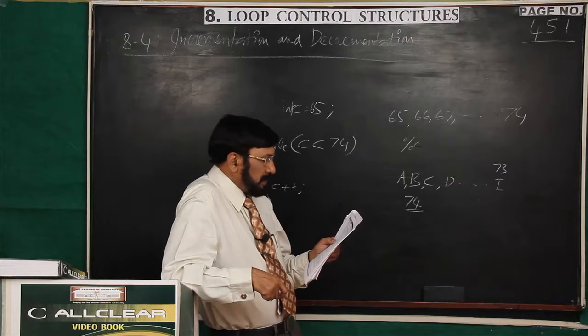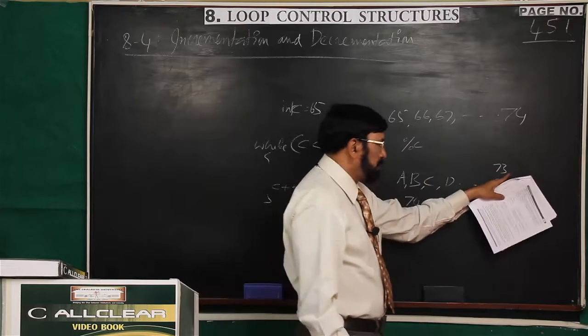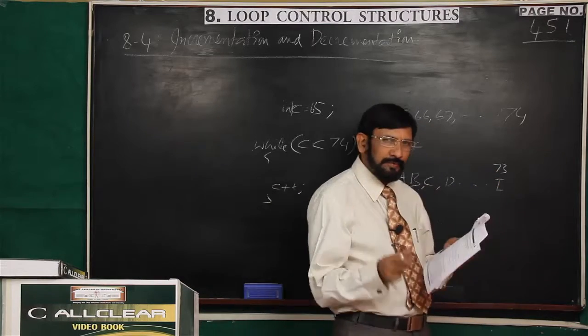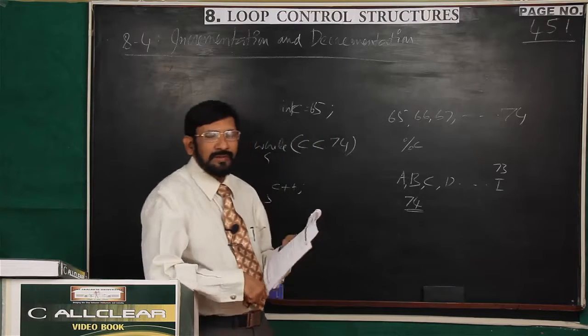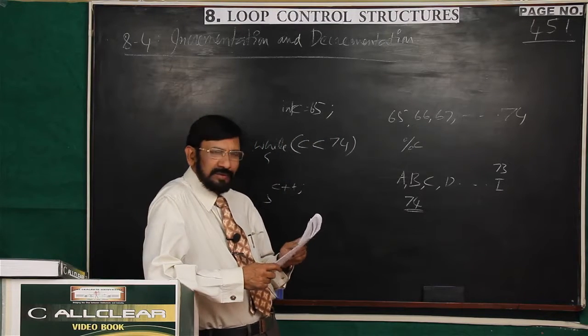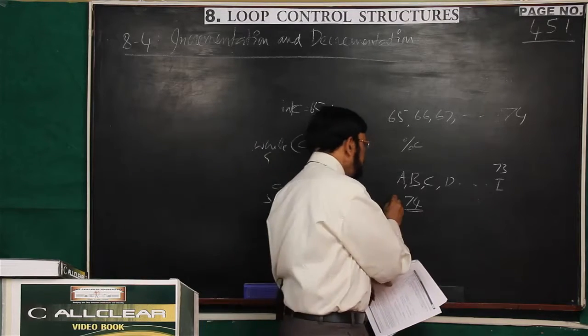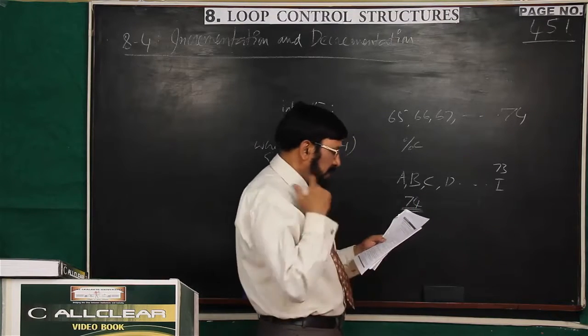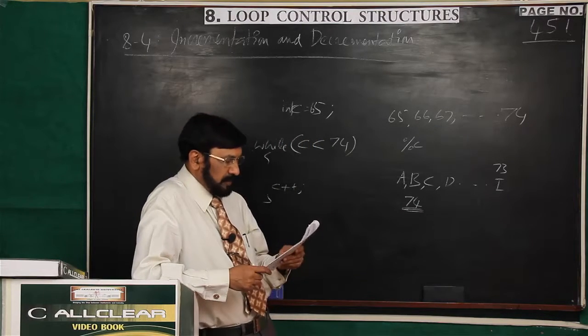What is there? Now c's value is 74. After 73, printing of I, it becomes 74. Then when it goes for testing, the test becomes false because 74 is less than 74, that is false. So what is the ceased value? It is 74 at the end of the 13th line.